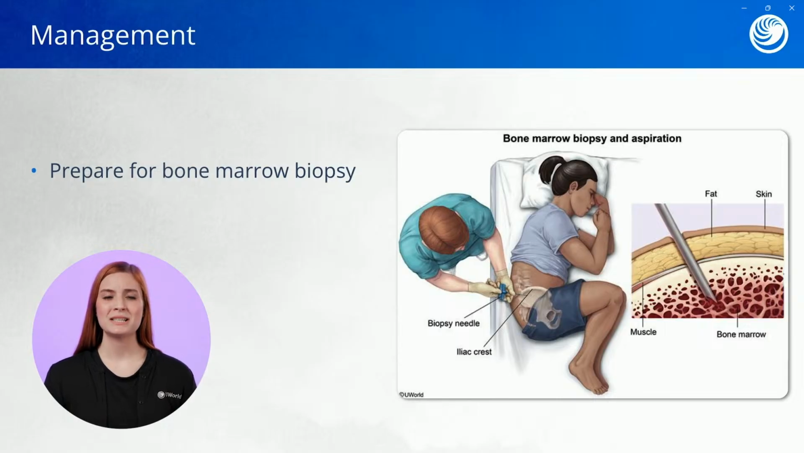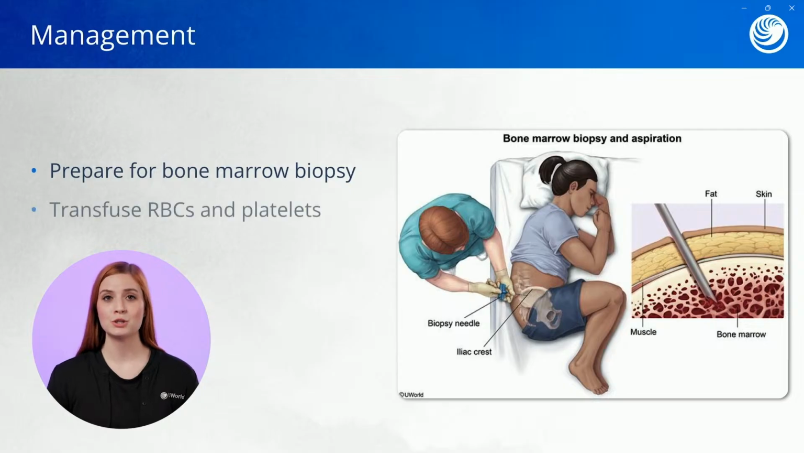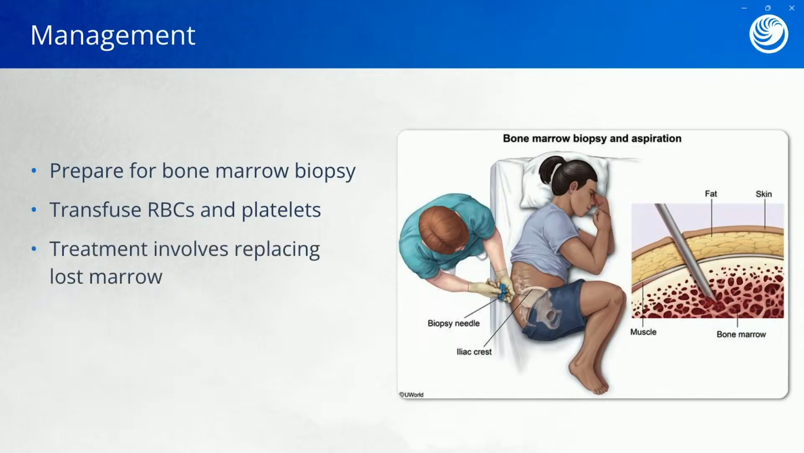Remember, these clients are going to have decreased red blood cells and platelets, so we can temporarily transfuse these to help supplement. But remember, the issue is with the client's bone marrow. They can't produce what they need, so this is only a short-term fix. Because the issue is with the bone marrow, the only way to truly correct aplastic anemia is to change the client's bone marrow. So this is going to occur through a bone marrow transplant.